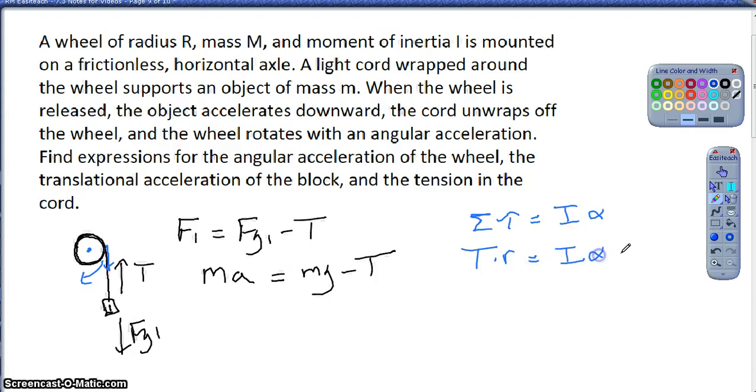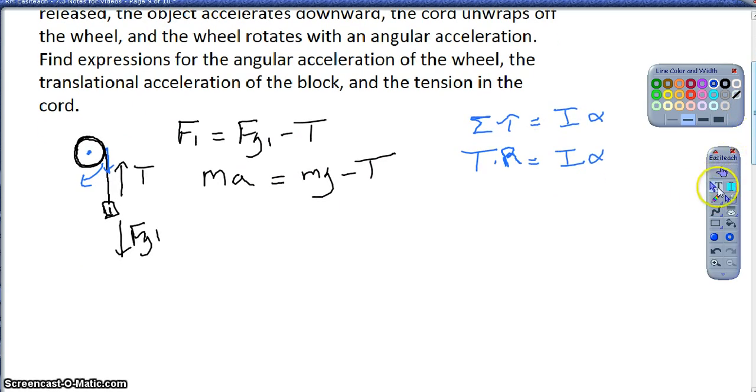Right, so I set up this as my second equation. Now I've got two equations. I've got the tension times the radius, and I'll go ahead and make this a capital R, since that's what they defined it as. And then it equals my moment of inertia times alpha, and then I have this equation over here. So I'm close to what I need, right?